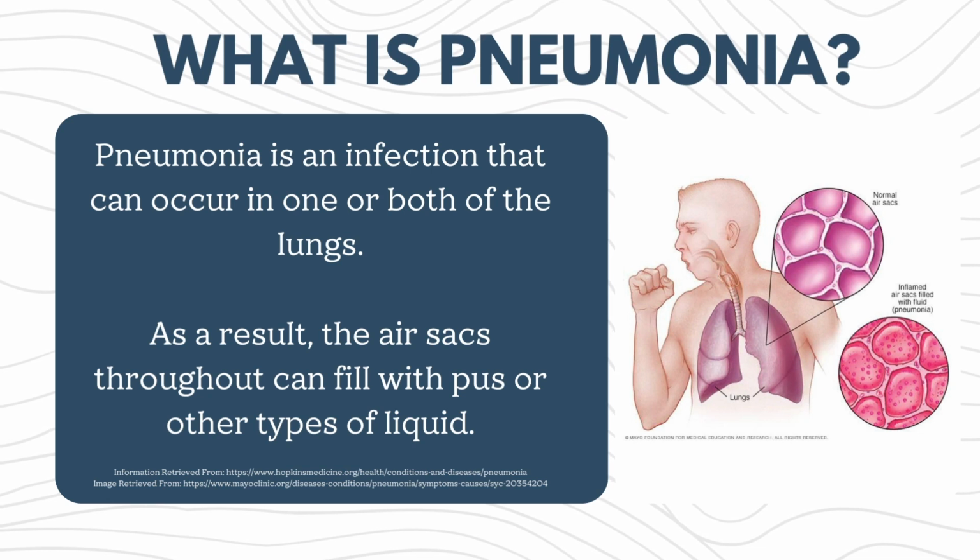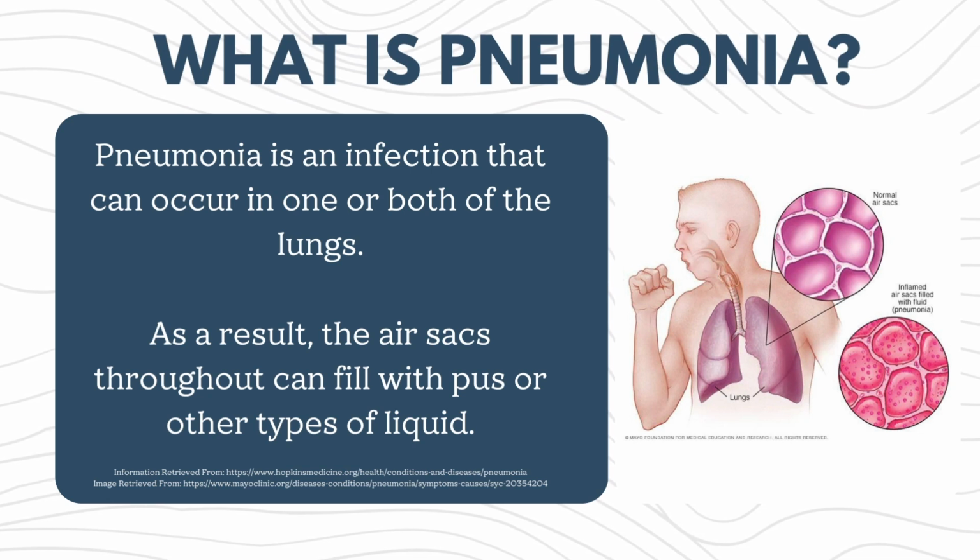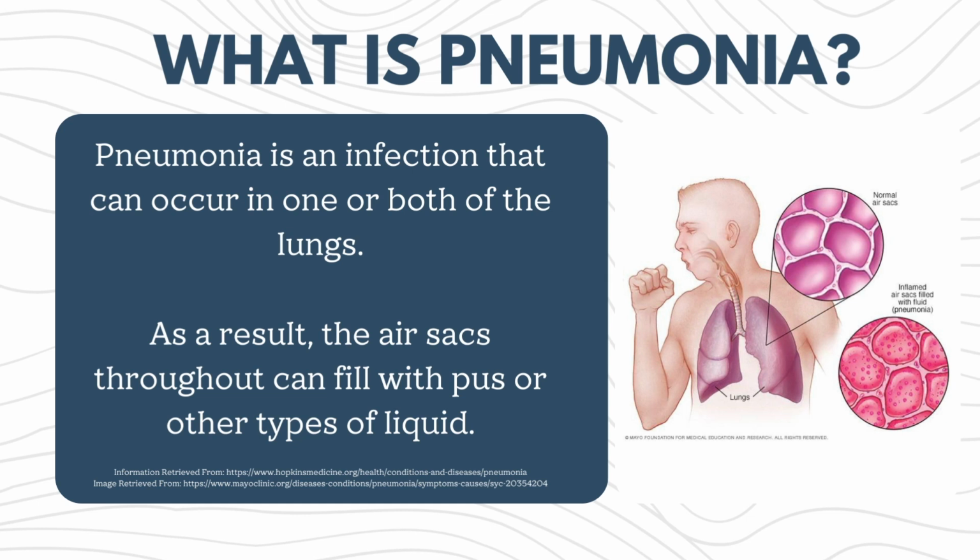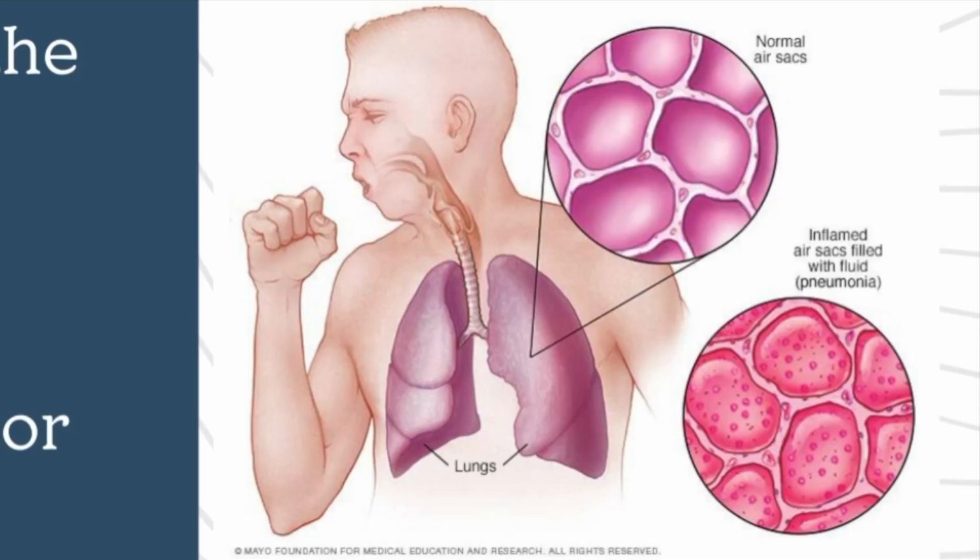Pneumonia is an infection that can occur in either one or both of the lungs, and as a result the air sacs can fill with pus or other types of liquids. In my opinion, this image, which was provided by the Mayo Clinic, did an amazing job demonstrating the difference between normal air sacs in your lungs versus those that are inflamed and filled with fluid, which is pneumonia.